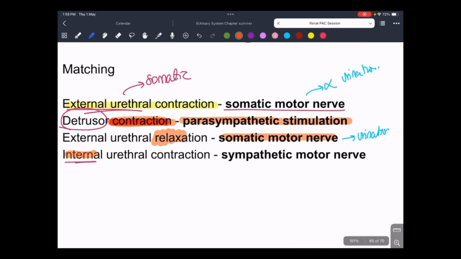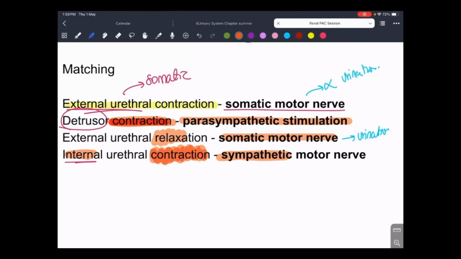Finally, the internal urethral contraction. Again, pay attention very carefully. Let me review again. Usually I need the internal urethral sphincter to be open for me to urinate. So when I say the internal urethral contraction, it's related to sympathetic activity.